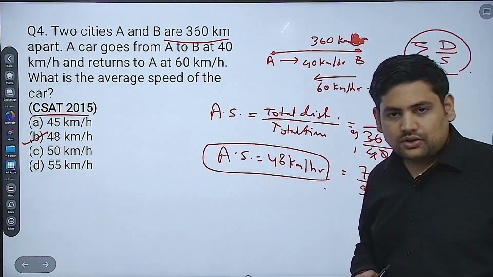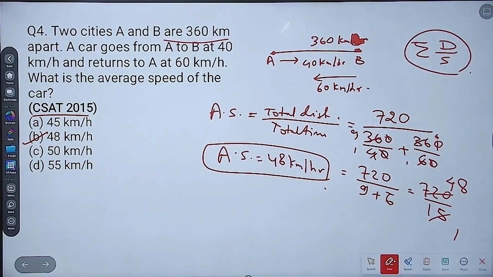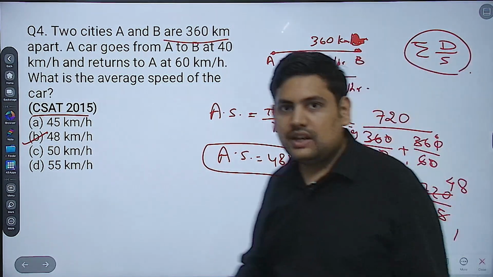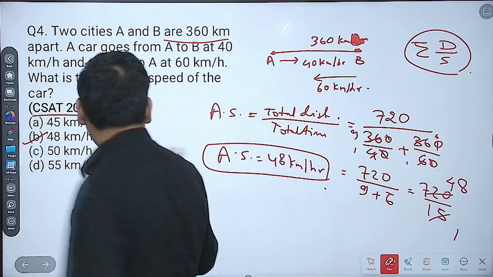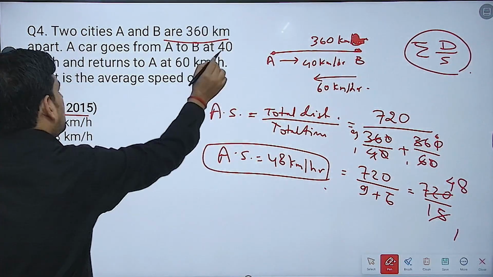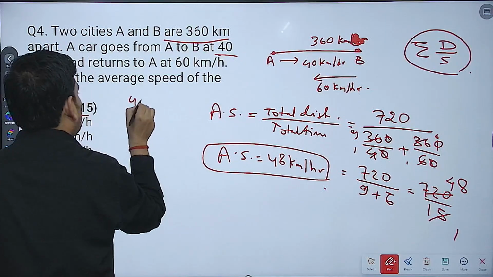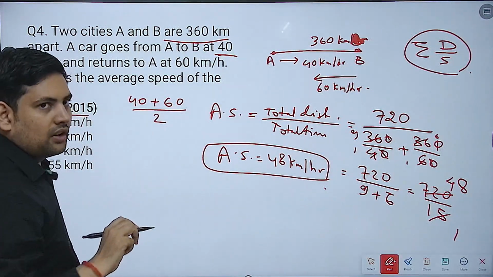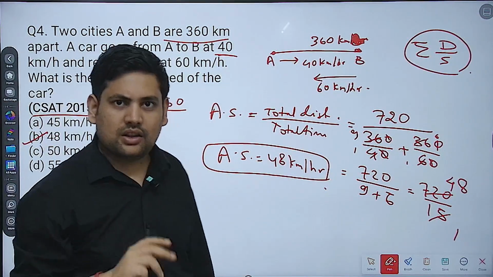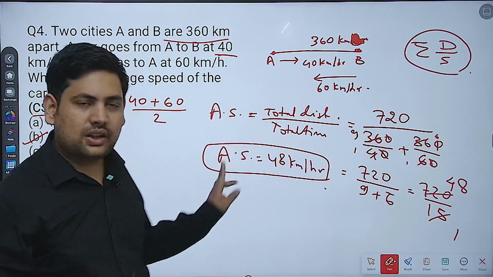Usually I can tell you one trick. If you have to just find the answer somehow, instead of doing all this, see, the speed while going is 40, while coming back is 60. Just find the average of them, like we would have normally done. So 40 plus 60 is 100, 100 divided by 2 is 50.